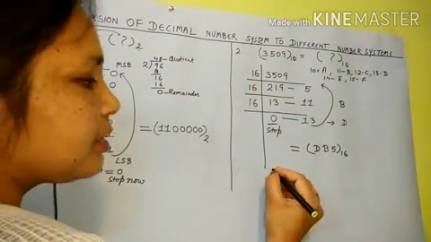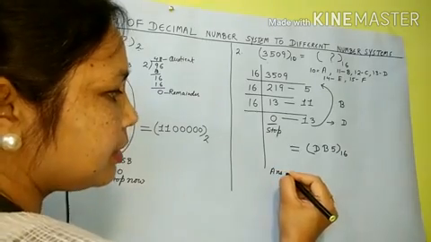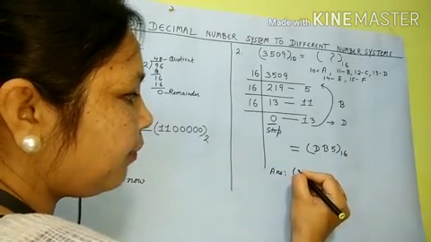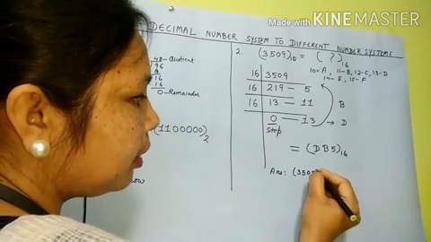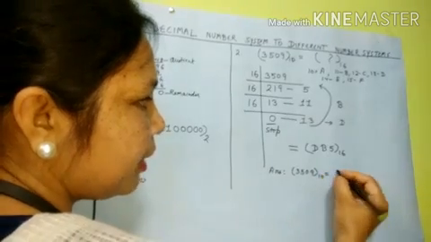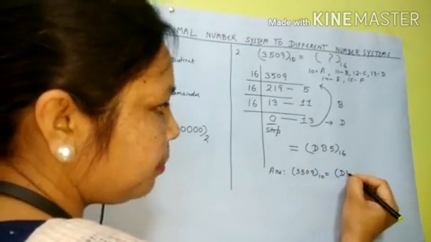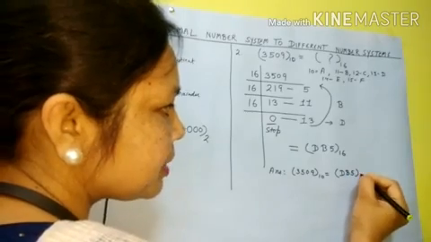So, while writing the answer, you can mention there: answer, 3509 to the base 10 is equivalent to DB5 to the base 16.